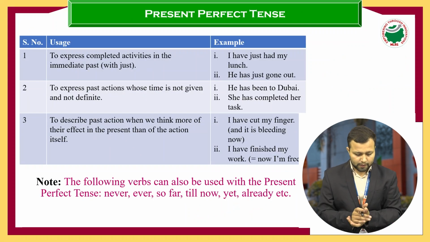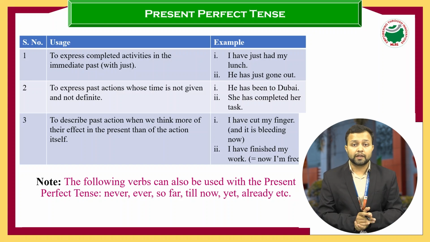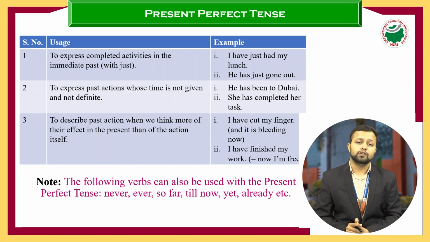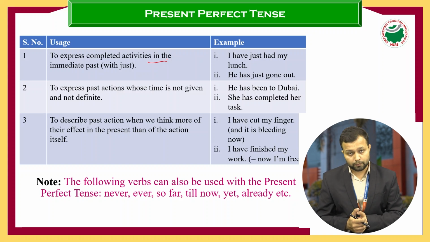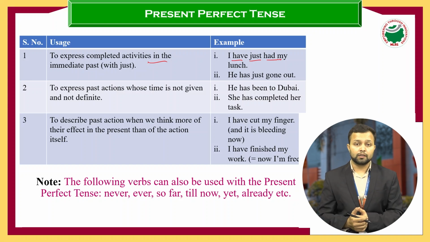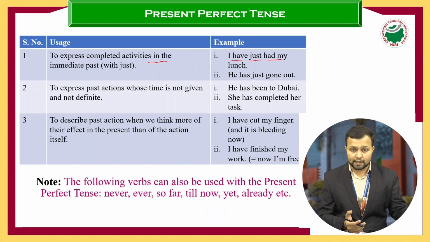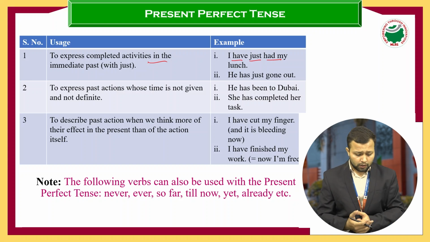And so next is our present perfect tense. We express recently completed actions or activities which are completed in the immediate past, just now. For example, I have just taught you present continuous tense. So to express those activities, we use present perfect tense, not continuous. For example, I have just had my lunch. In the immediate past, recent past, he has just gone out. Just now. So to express completed activities in the immediate past, we use present perfect tense.